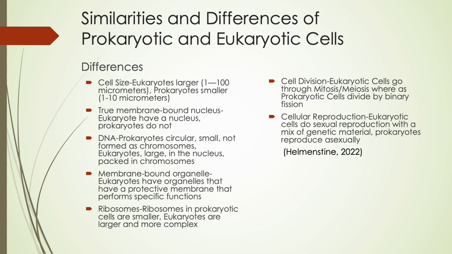Both cells do have ribosomes. However, in prokaryotic cells, the ribosomes are smaller. In eukaryotic cells, the ribosomes are larger and much more complex.